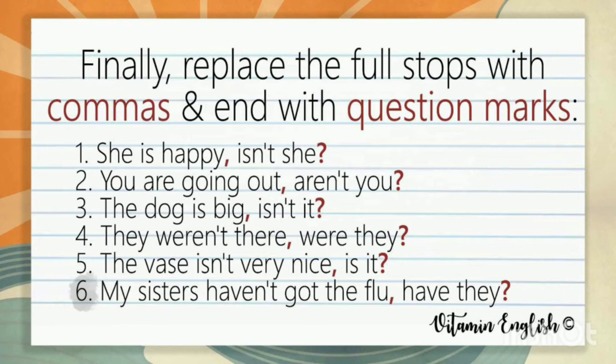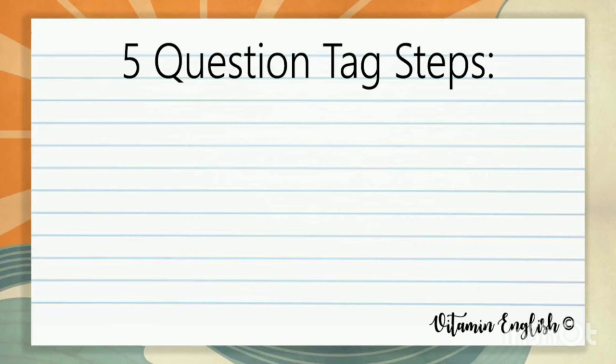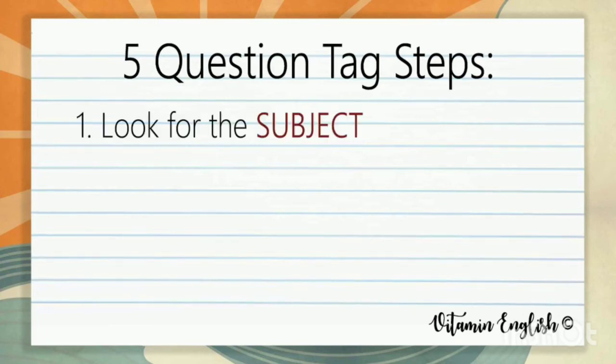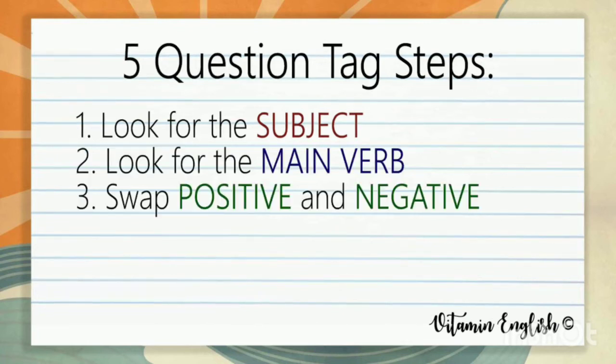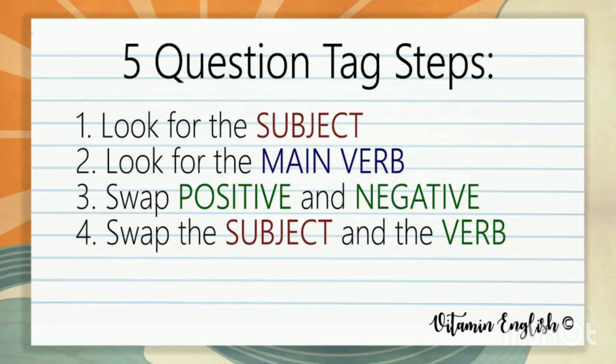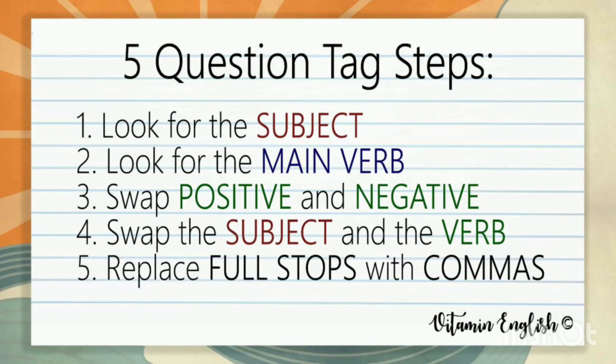Great job, guys! Now that we've learned the 5 rules of question tags, let's do some practice. But first, let's look over the 5 question tag steps. Number 1. Look for the subject. Number 2. Look for the main verb. Number 3. Swap the positives and negatives. Number 4. Swap the subject and the verb. And number 5. Replace the full stops with commas and put a question mark at the end.